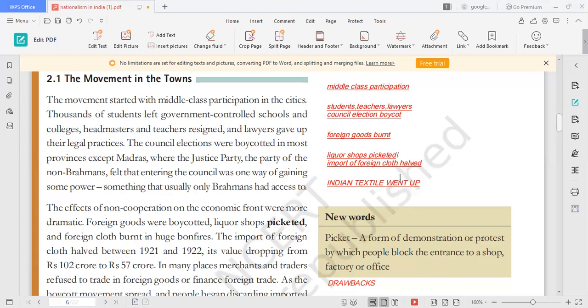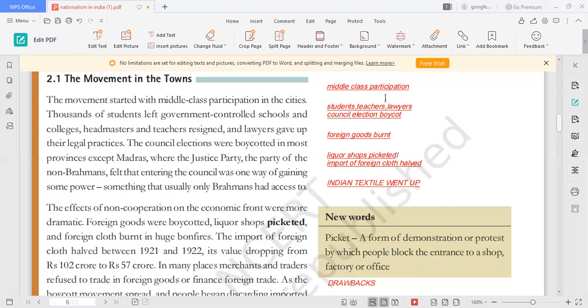And we had a positive effect. Once the foreign clothes were burnt and foreign goods were not purchased by the Indian people, the people started purchasing Indian textiles. So the Indian textiles went up. That was a positive result because of this non-cooperation movement.